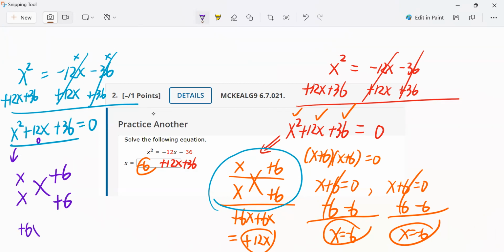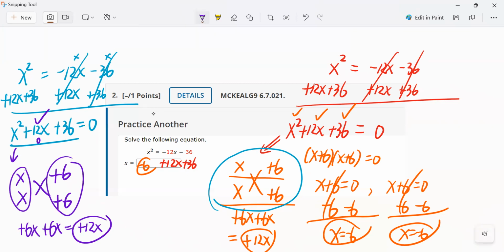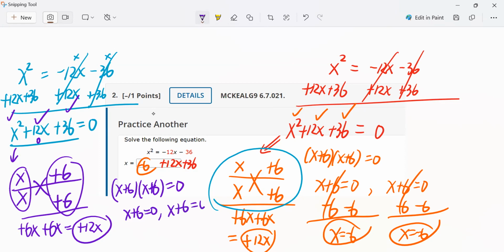Positive 6 times x is positive 6x, and that's positive 12x, and that matches the middle term. So first term, last term, middle term, all confirmed. That's why we get these two factors, x plus 6 and x plus 6. After that, we just set each factor equal to 0 by using the zero factor property. We just went over this a couple days ago: first factoring trinomials, and then solving quadratic equations. Those are two important concepts in basic algebra. Now again, we set each factor equal to 0 and solve for x. We subtract 6 from both sides of the equation, and we get x equals -6.